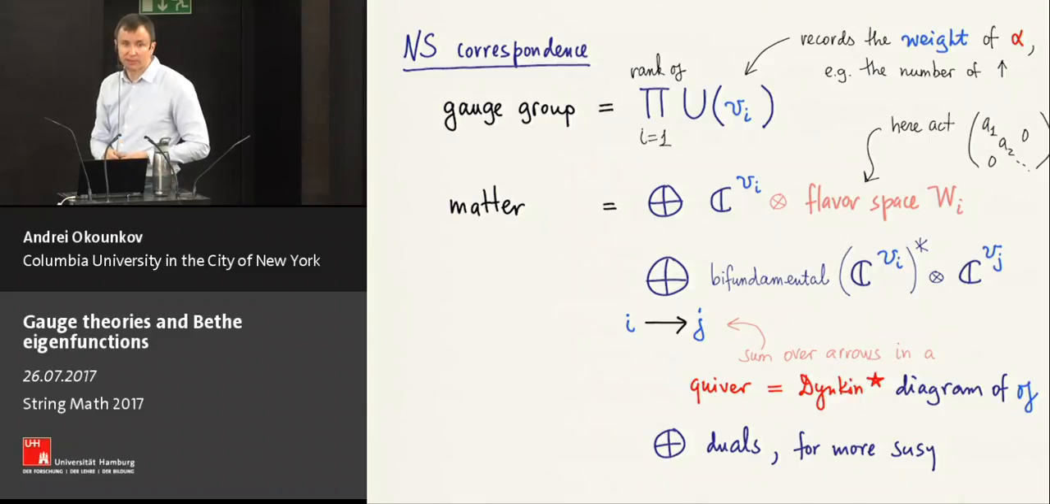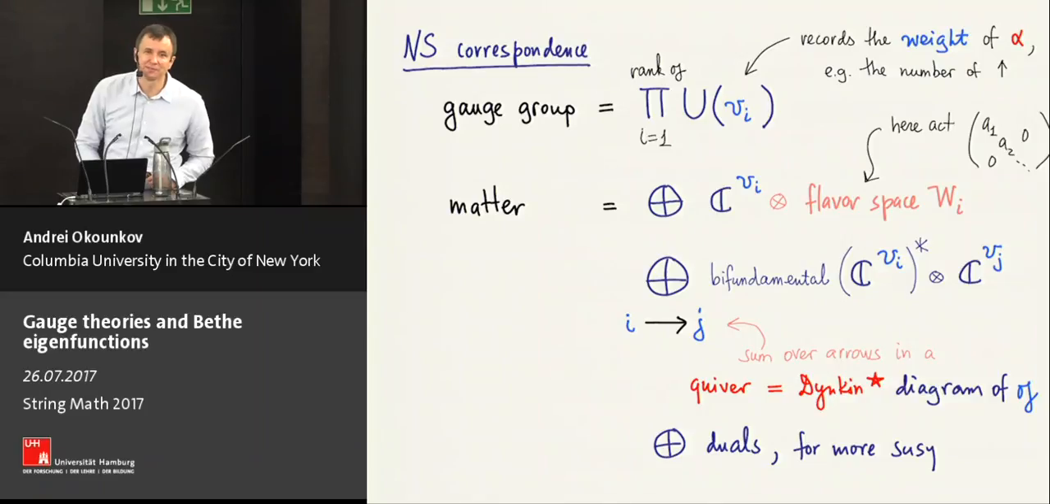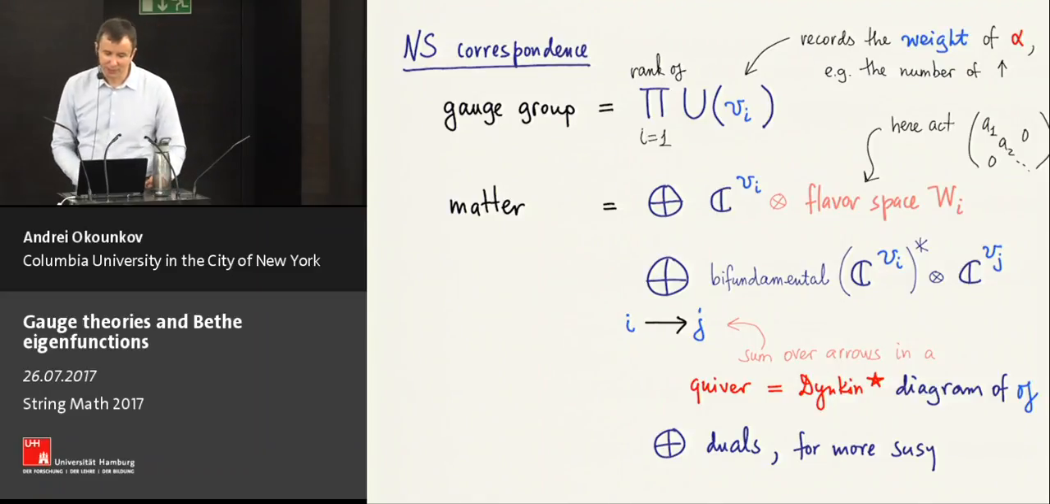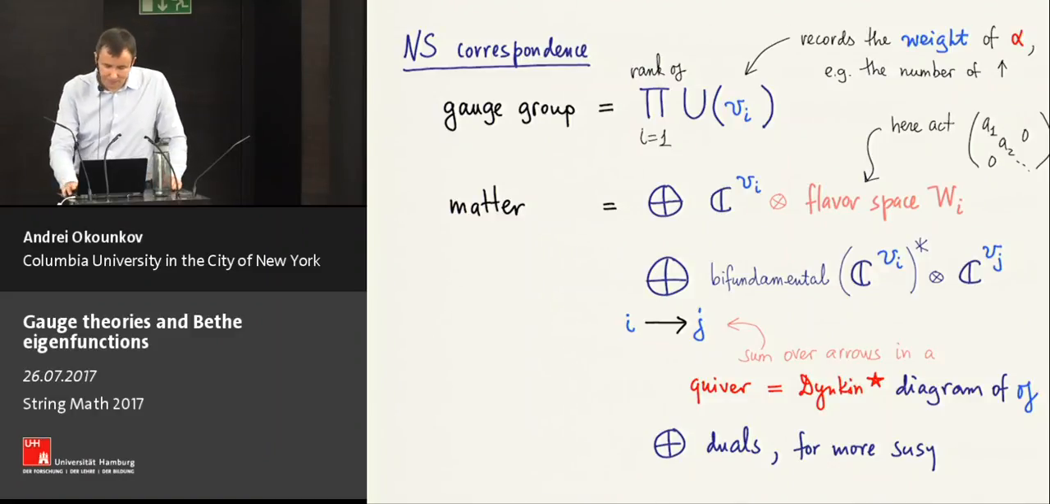That's the gauge group, and if it's not simply laced, it's not in this dictionary here, and then you have to do something else. A non-simply laced diagram you should think of as a simply laced diagram with admissible automorphism. So that's the way to do it.